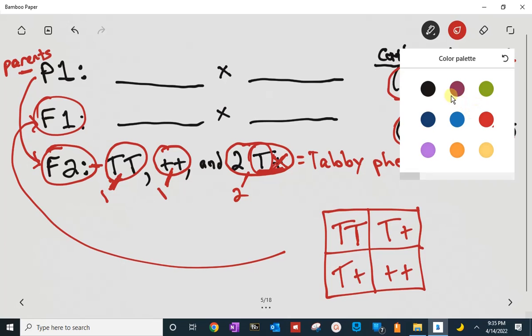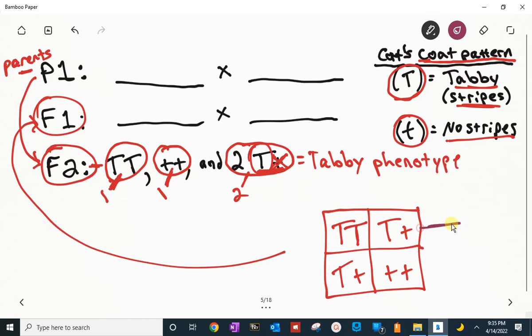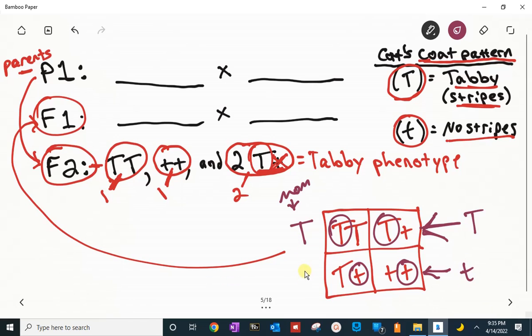So if we look at this row right here, they both have in common one capital T. So there's capital T here and a capital T here. So that means the mom's genotype, it's going down here, her first allele is going to be this capital T. And then if we look at the second row, the T's that this row has in common is a lowercase t. They both have a lowercase t. So that means mom's other allele in the genotype is going to be the lowercase t.